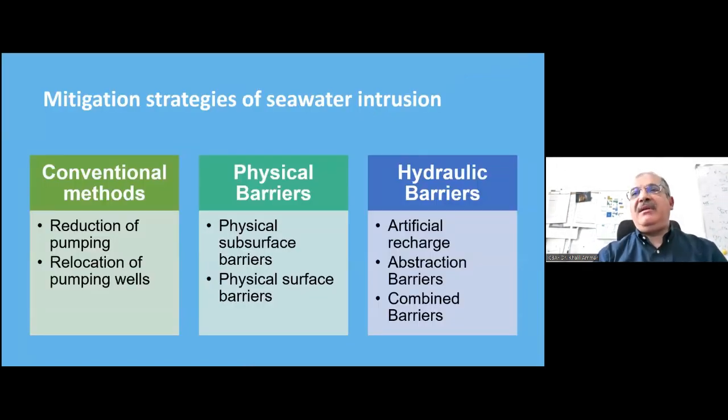And luckily, there are good mitigation strategies that could be used to halt, stop, or reduce the effect of seawater intrusion. Mostly we have what we call the conventional or most direct method, which is the reduction of pumping and relocation of pumping wells. And some physical barriers, which also could be a solution for site-specific problems. Could be subsurface barriers or physical surface barriers. And we have the hydraulic barriers, like relying on artificial recharge or abstraction barriers or combined barriers, as I explained in the coming slides.